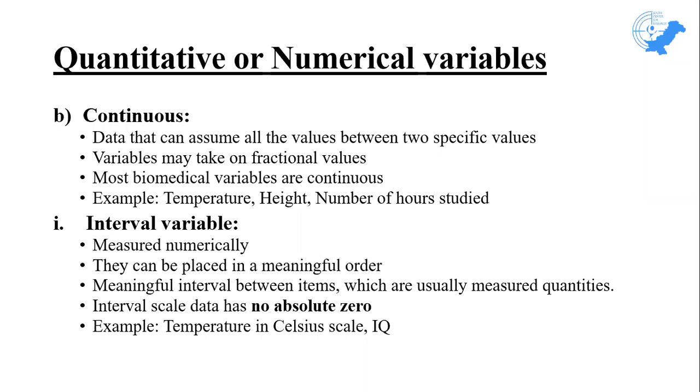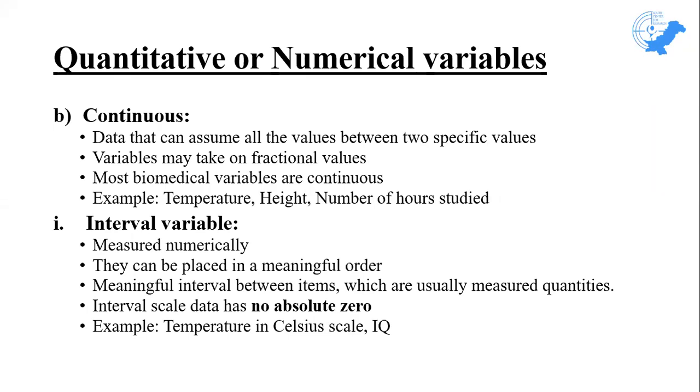Then there is number of hours studied. It can be 2.5 hours, 1 hour. It is further divided into interval variables and ratio variables. So interval variables are measured numerically. They can be placed in a meaningful order, with a meaningful interval between the items, which are usually measured quantities.